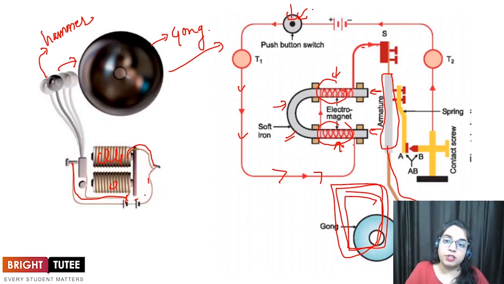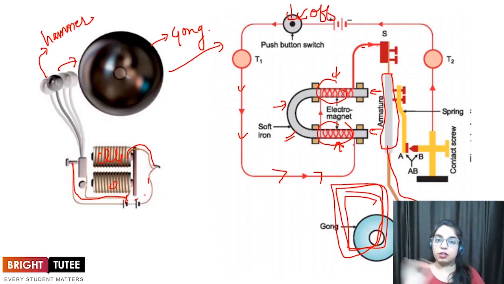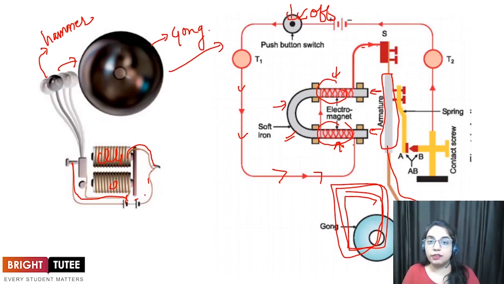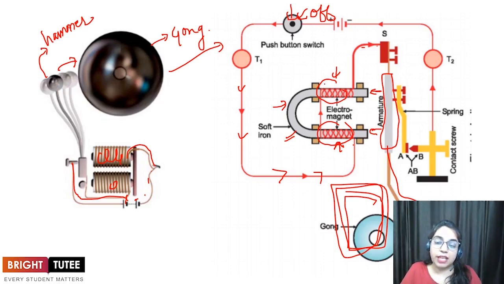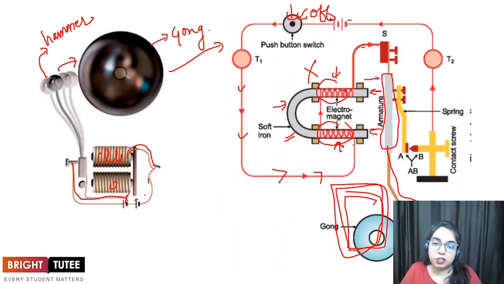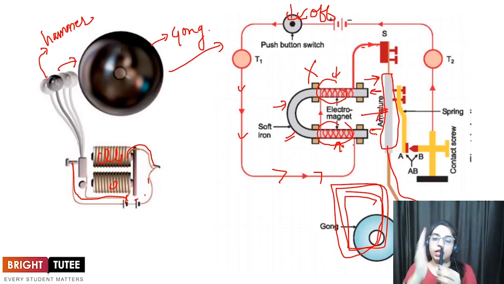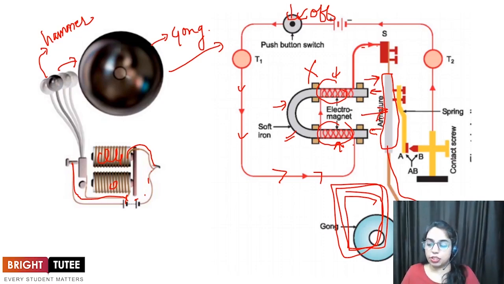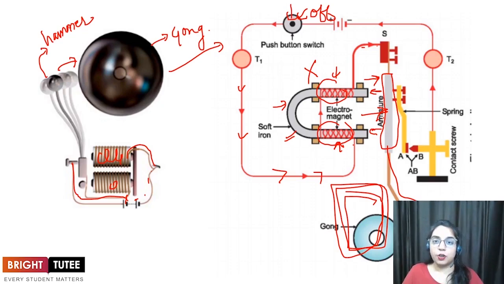And children, when we switch it off, that is when we stop pressing it, the circuit will break, and the current will no longer flow through this wire. As a result, this wire will not behave like an electromagnet, and it will no longer attract this metal strip, and the metal strip will return to its initial position, and along with the metal plate, the hammer will also return to its initial position. So this was all about the functioning of the electric bell.